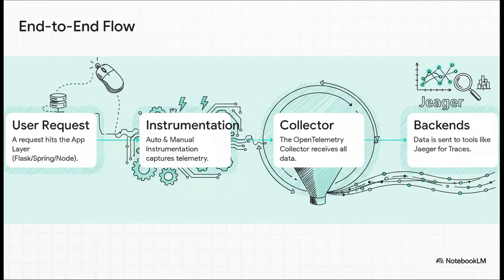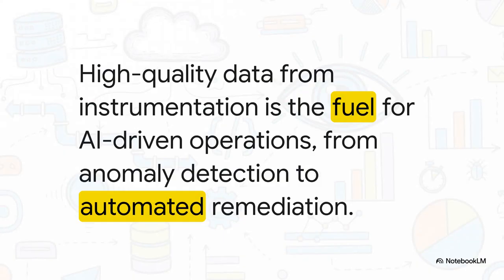This right here visualizes the entire journey. A user makes a request. Your combination of auto and manual instrumentation captures data at every single step. That data flows to the collector, which then routes it to a backend tool like Jaeger. And the end result? A beautiful, detailed trace that lets you follow the entire lifecycle of that request across all of your different services. And here is the ultimate payoff.